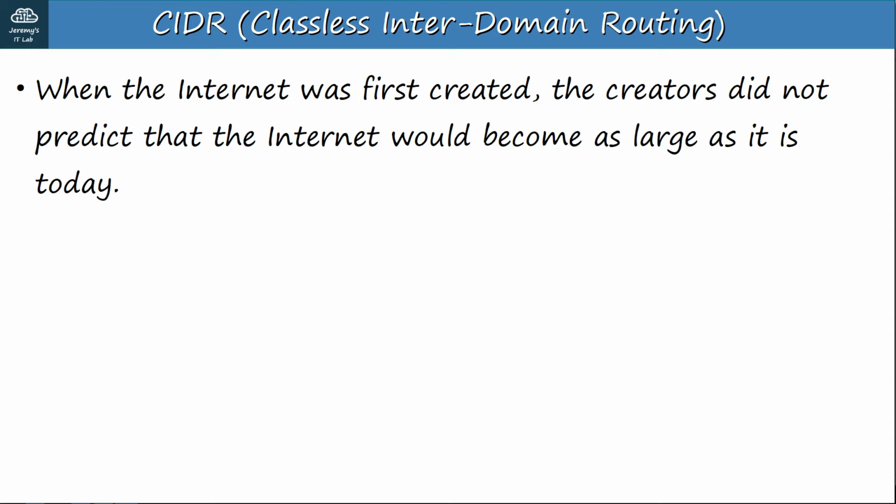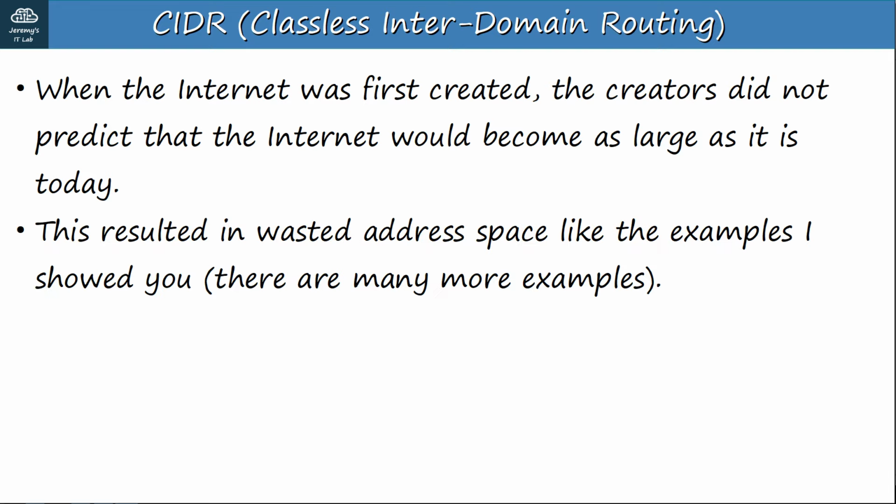When the Internet was first created, the creators did not predict that the Internet would become as large as it is today. This resulted in wasted address space, like the examples I showed you, and there are many more examples that I could show you. The total IPv4 address space includes over 4 billion addresses, and that seemed like a huge number of addresses when IPv4 was created. But now, address space exhaustion is a big problem. There's not enough addresses. One way to solve or remedy this problem is CIDR.